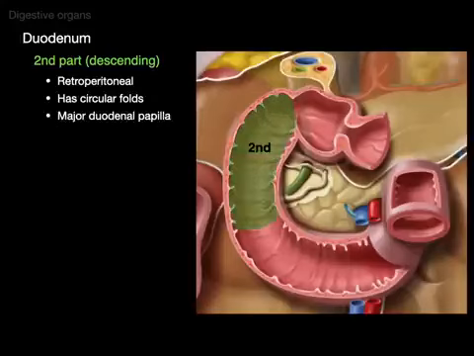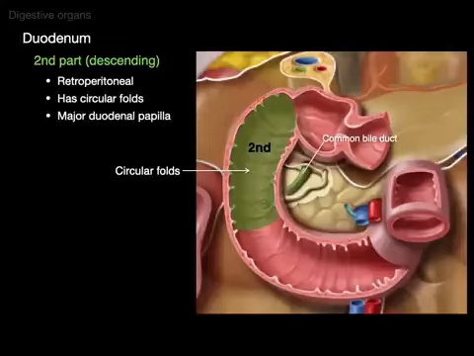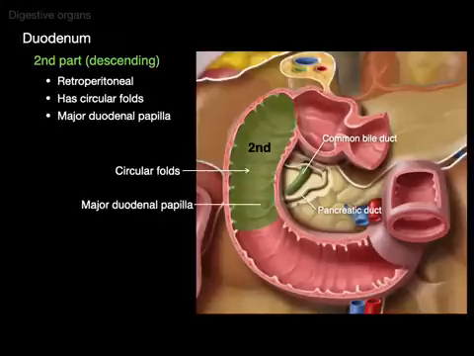So there's the second part. It's descending because the food descends vertically. Has these circular folds that you'll see characteristic for the entire small intestine for increasing surface area for absorption. And that's also where the common bile duct and the pancreatic duct form wonder twin powers to make the major duodenal papilla, and that's how you get bile and pancreatic enzymes into the second part of the duodenum.